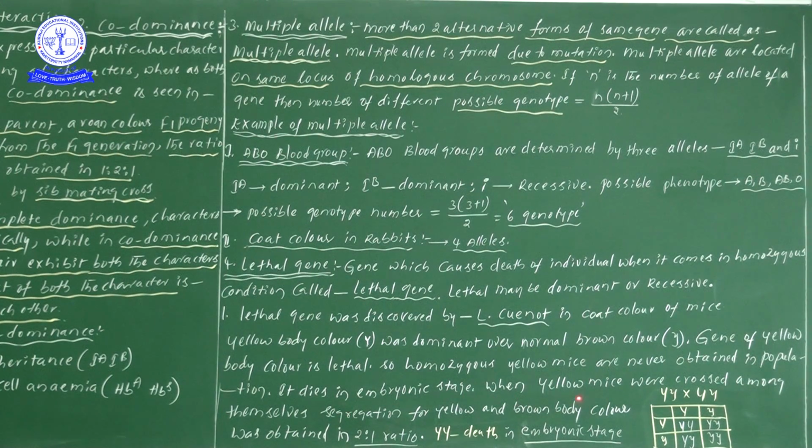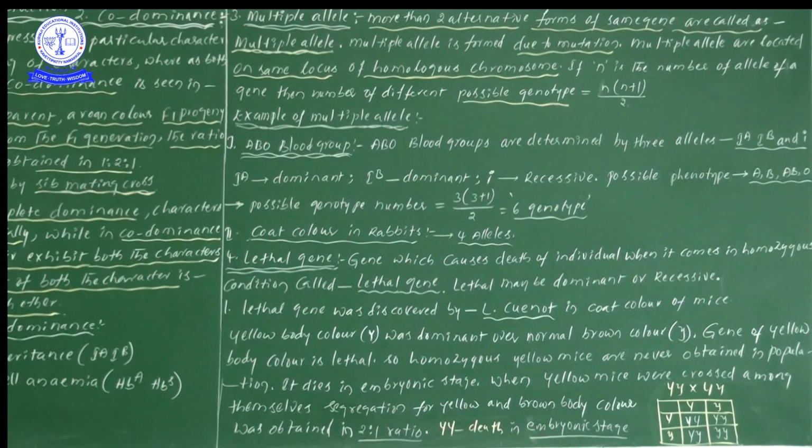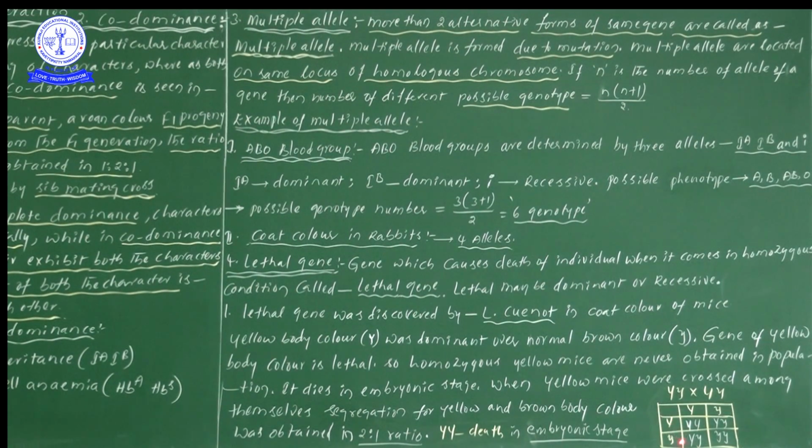So when yellow mice were crossed among themselves, segregation of yellow and brown body color was obtained in a 2:1 ratio. The ratio of organisms, the last line, we have written as 2:1. Sorry, it is not appearing clearly in the video, but you can save it through my voice. Why 2:1? See the table: offspring with capital Y, small y, and gametes capital Y, small y on the side as well.